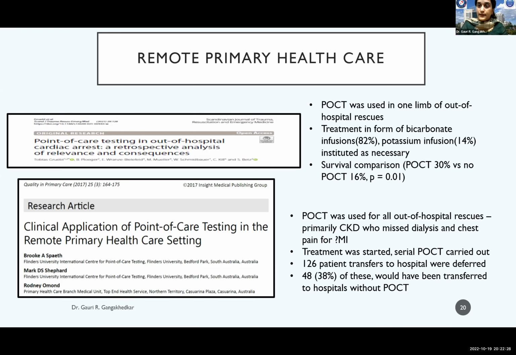Similarly, there's this other study that was done in Australia where prospectively point of care testing was used for all out of hospital rescues. Here, primarily the patients either had CKD who'd missed dialysis or they'd come with chest pain for peri-MI.